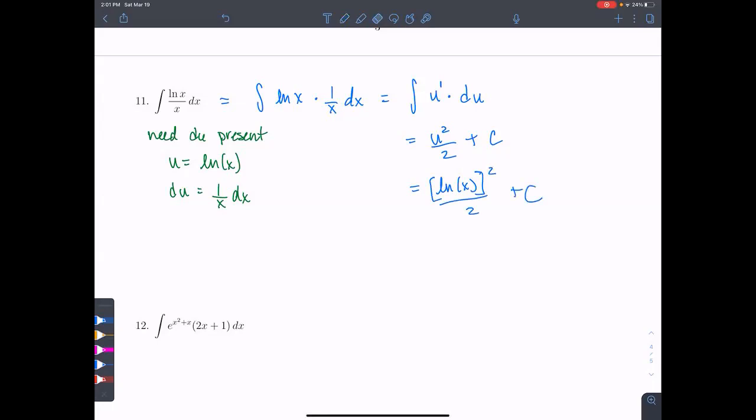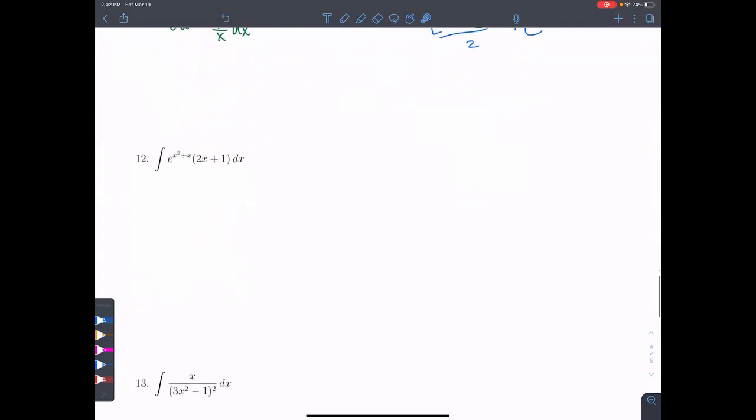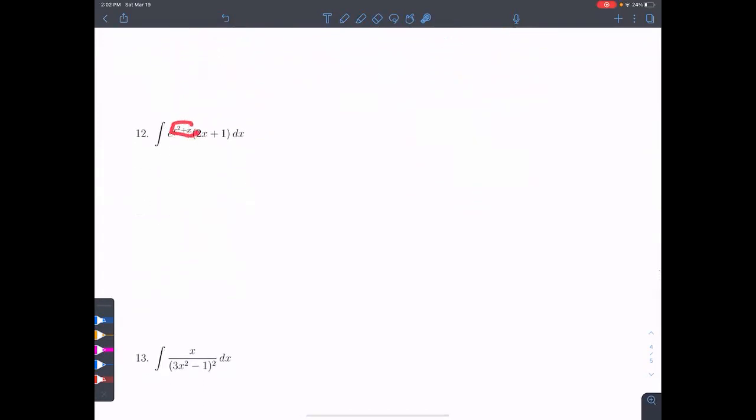I think that's probably the hardest one in identifying the inside and outside. But again, you need the du to be present. So we want 1 over x dx to be the derivative of the inside function, whichever we choose. Okay. Similarly here, you need the du. This is the u because this is du. So u is x squared plus x. Du is 2x plus 1 dx.